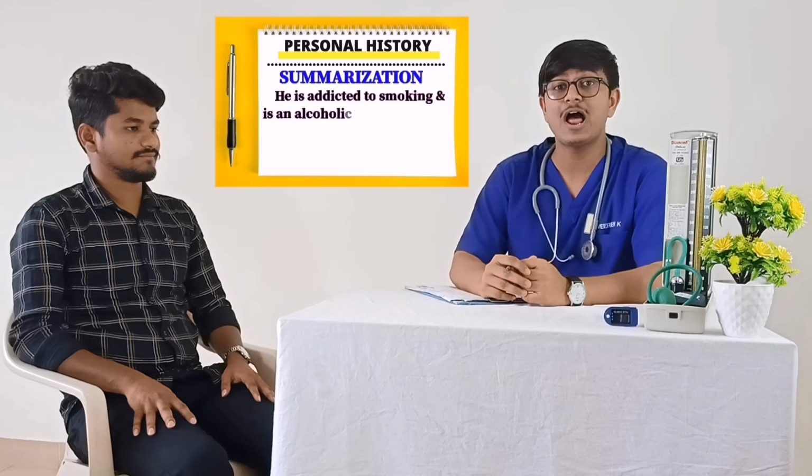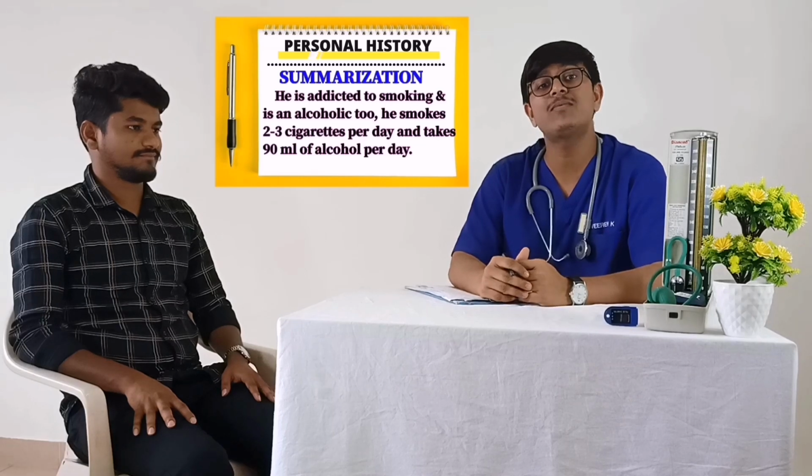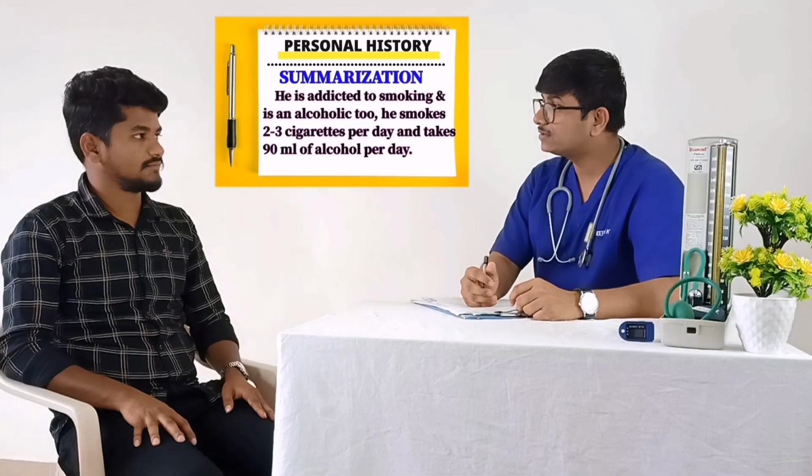Therefore, to summarize the personal history, Mr. Ajay Kumar maintains adequate personal hygiene by brushing and bathing every day. He is a vegetarian and prepares roti, sabji, rice, dal for his meals and consumes nearly 1 to 2 liters of water per day. So also he maintains 8 hours of sleeping pattern without taking any pills. He has normal and regular bowel and bladder pattern. He does moderate exercise and goes for walking every morning. He is addicted to smoking and he is an alcoholic too. He smokes 2 to 3 cigarettes per day and takes 90 ml of alcohol per day. Is that correct? Okay, sir.